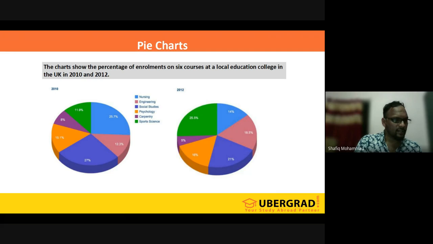We can see the sports, science, engineering courses are booming. So "are" is present tense. "Have boomed." So "boomed" is what you should use, the past tense, because the years for which the illustration is done are in the past.